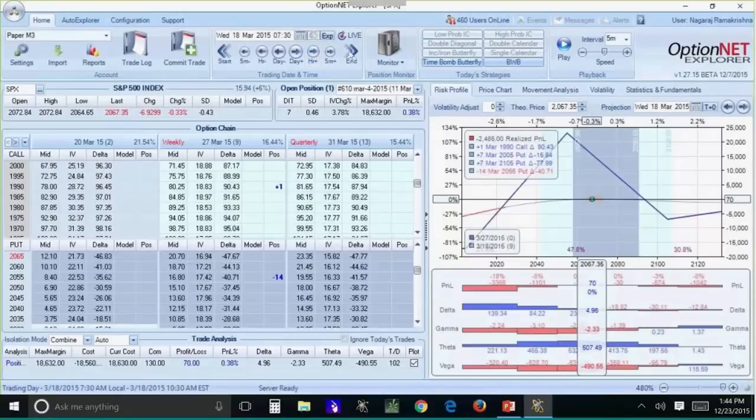And Dave Thomas had a question. What was your trigger to roll up the butterflies from 2025 to 2055? I try to stay 20 points below the market and also under the tent. But what triggered in this case was the SPX went outside the tent and I had to move it 20 points. I'm sorry, it was 25 points forward. Did that answer? I think so, yep. Okay.